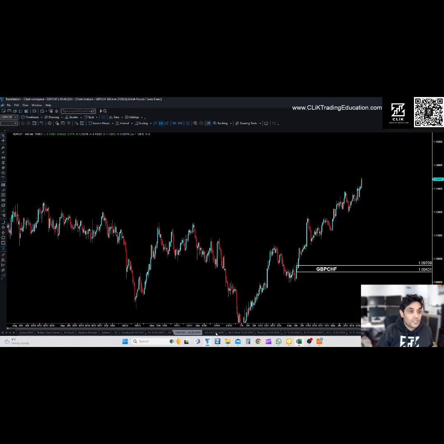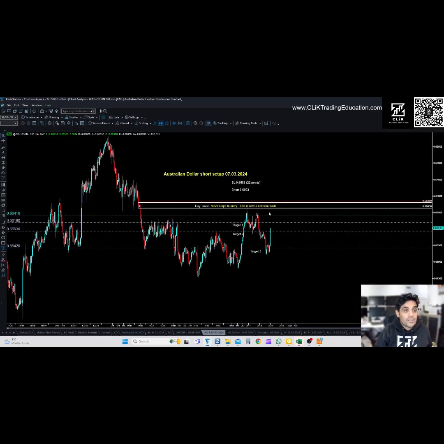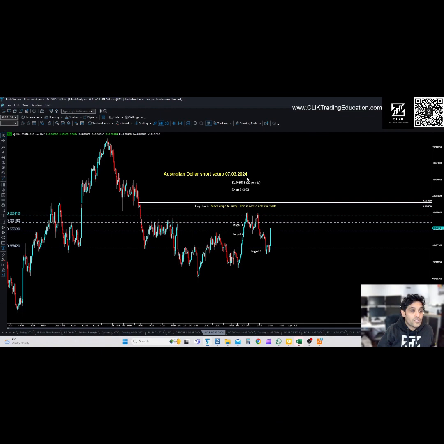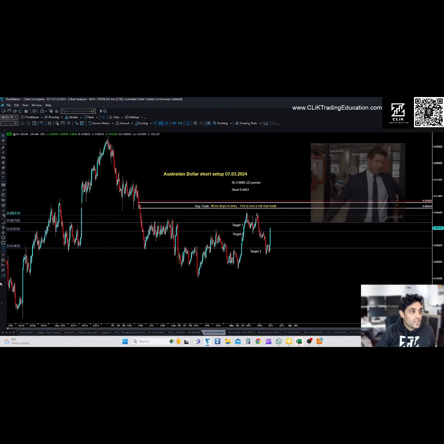Let's have a look. So this was the Aussie dollar. Again, it's a futures trade, so that entered in on the 7th of March. We had a short here on this white line, which is 0.6663, and our stop loss was on this red line here, which was 0.6685. You can see here what's happened. It came in, hit target 1, hit target 2, and hit target 3.